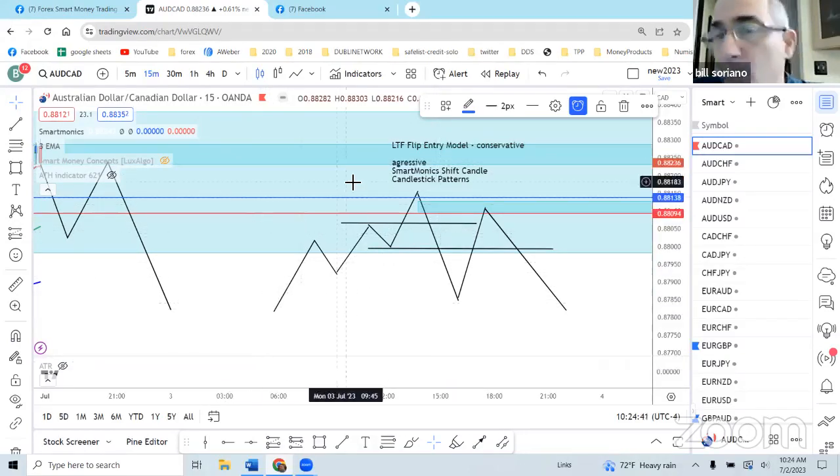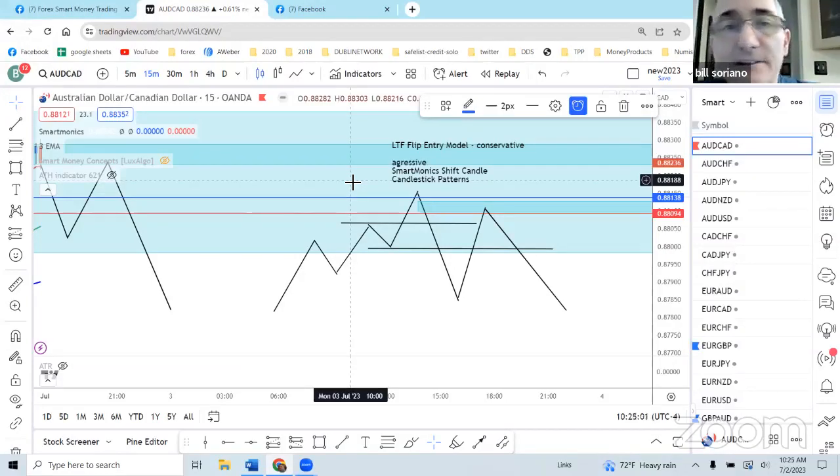It's a pullback. It's always a pullback strategy, essentially. We're trading with the higher time frame trend, but we're trading pullbacks. We're waiting for price to pull back to a logical area where we expect price to react off of it and then continue in the direction it was going.